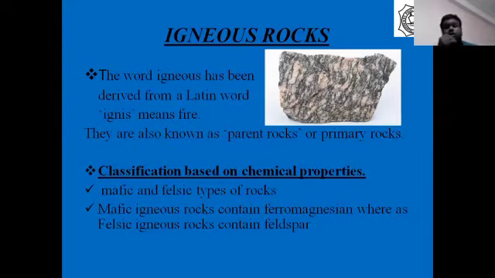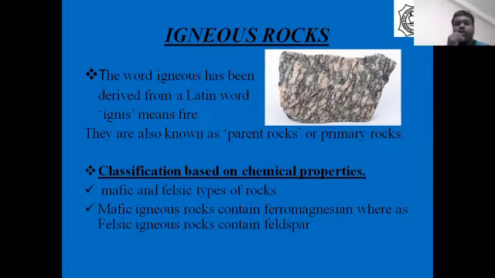Why is it so? Because all other types of rock, that is sedimentary and metamorphic rocks, have been formed from igneous rock. That is why igneous rock is known as parent rock or primary rock.